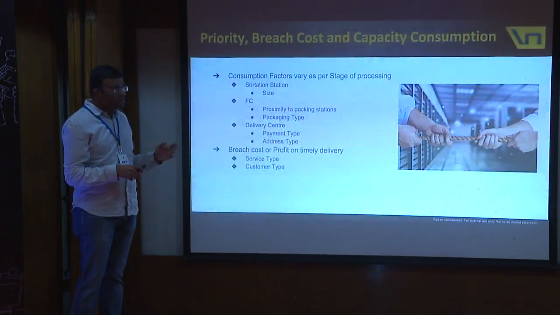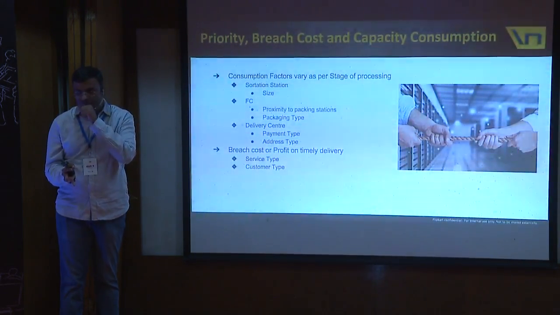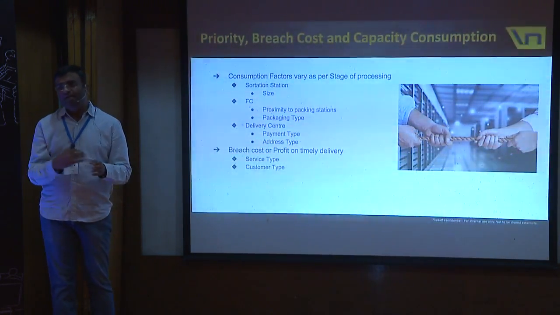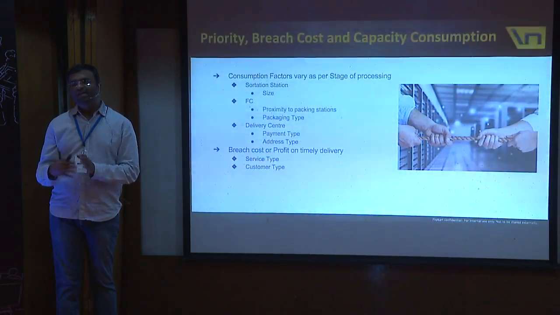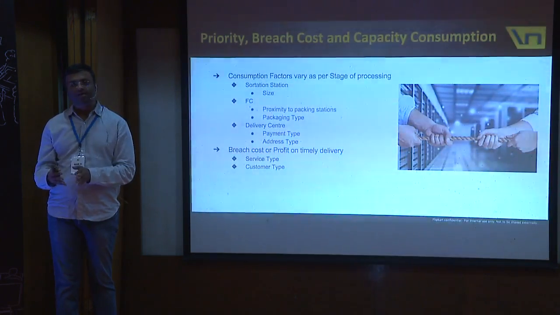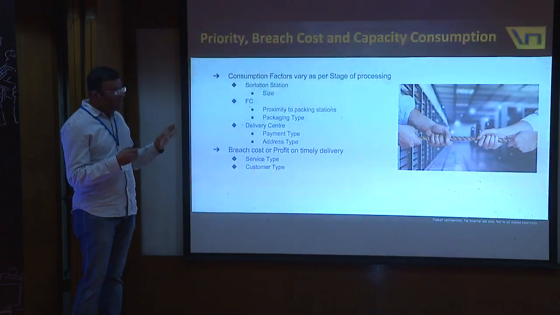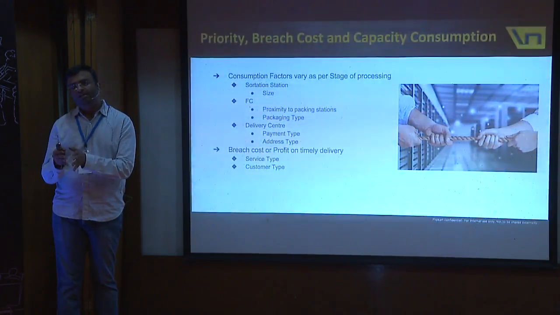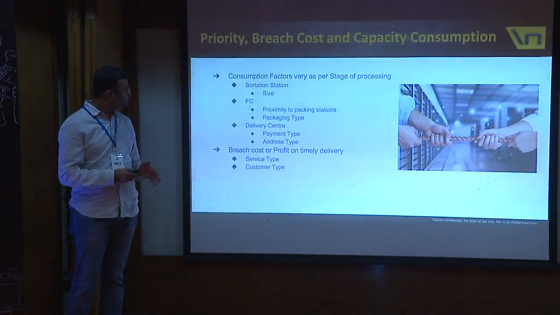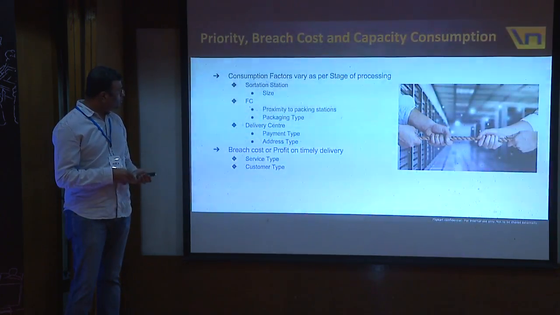Similarly, in a sortation center, the size is again an important aspect. It's a conveyor belt. So if the shipments have more length, definitely a smaller number of items can be sorted per hour versus mobile phones. So all these attributes affect supply chain capacity, and different attributes affect the supply chain capacity differently in different operations, right?